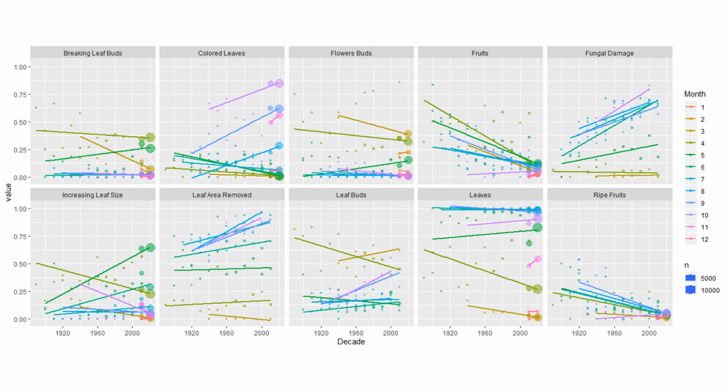So up here, for example, each of these purple dots represents the percentage of specimens early on, and then later on the percentage of citizen science observations that were showing colored leaves in each decade. As you can see, it increases over time. So there's an increase in the proportion of these specimens and observations that are showing colored leaves in the 10th month over time, which is extremely interesting.